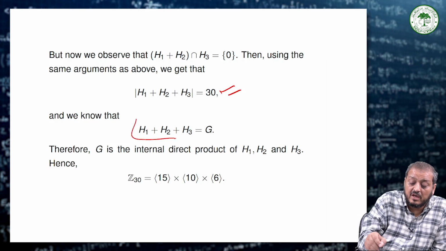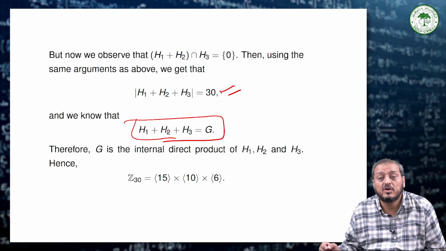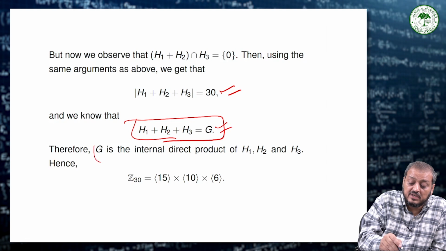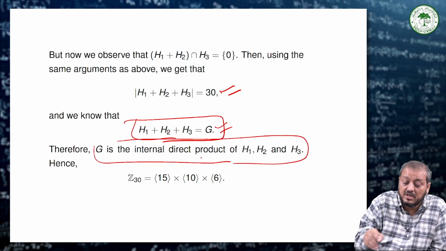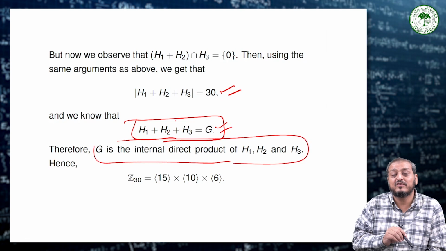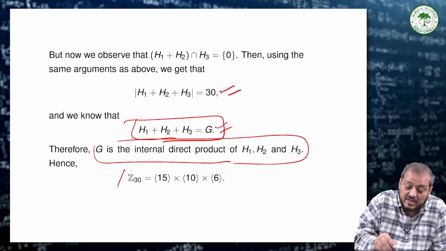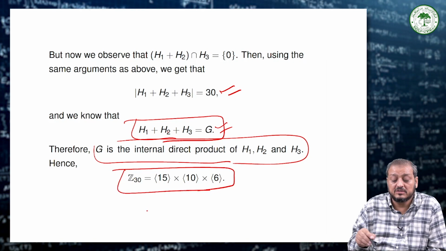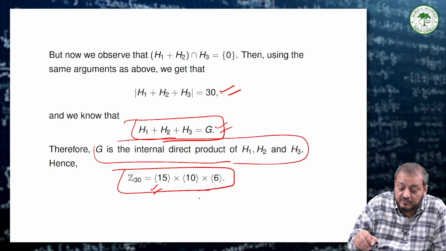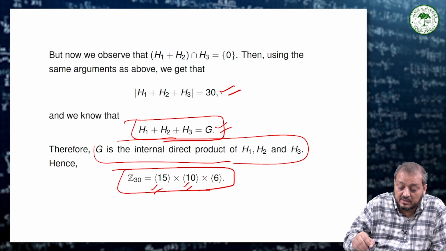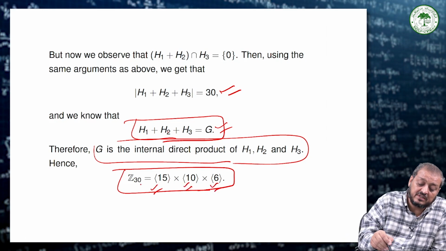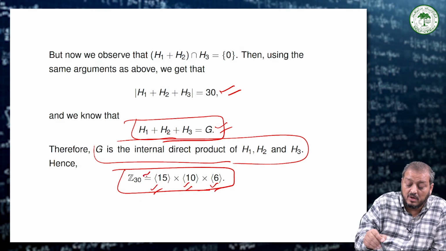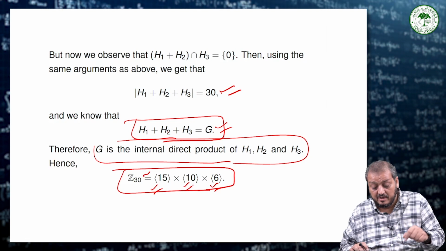And now if you take the sum of these three, you get H1 plus H2 plus H3 equal to G. So G is the internal direct product of H1, H2, H3, and then the previous theorem said that G is isomorphic to the external group of these. So this is the group generated by 15, this is the group generated by 10, and this is the group generated by 6. So this means Z30 is isomorphic to the product of the groups generated by 15, 10, and 6.